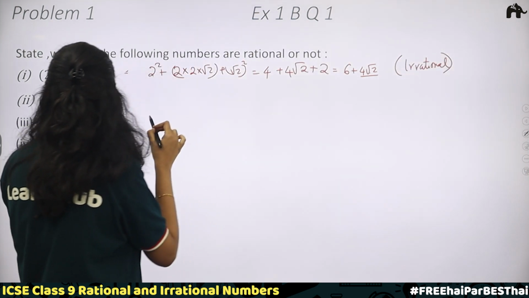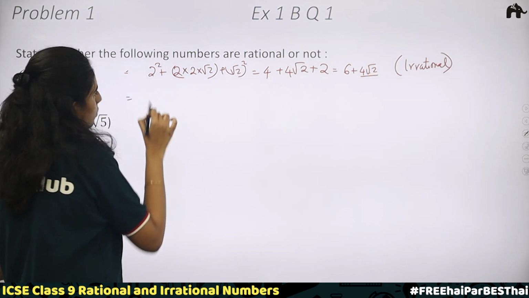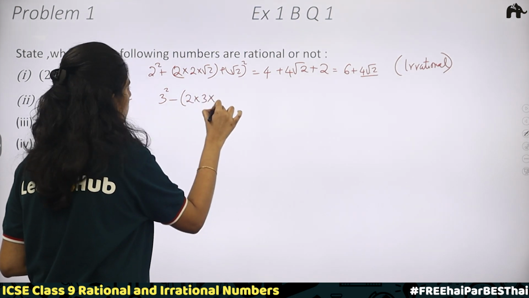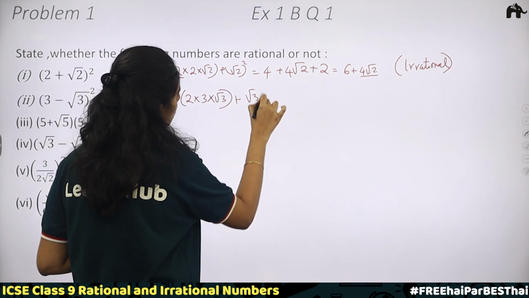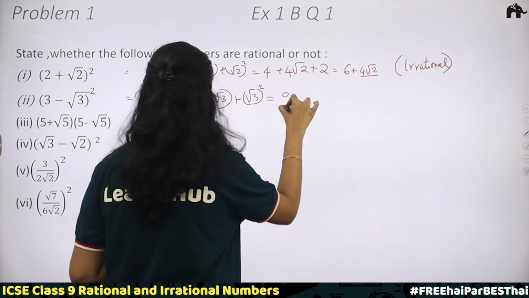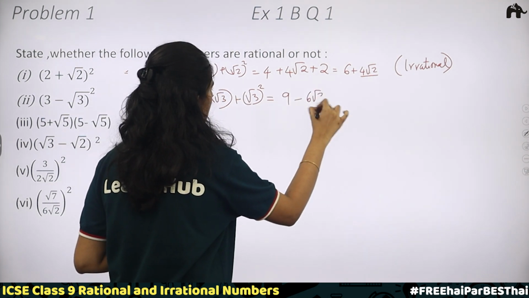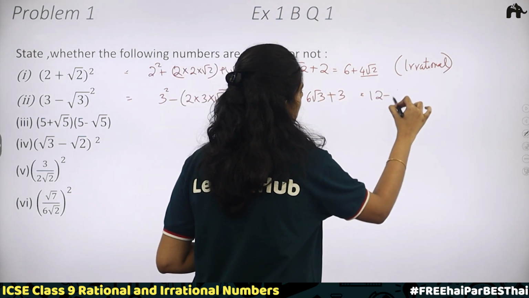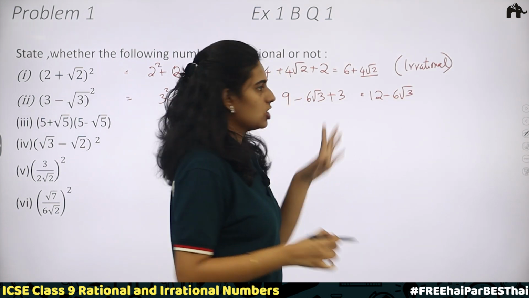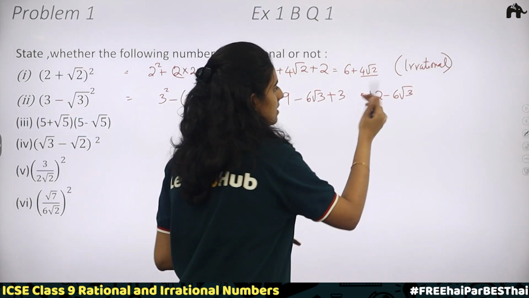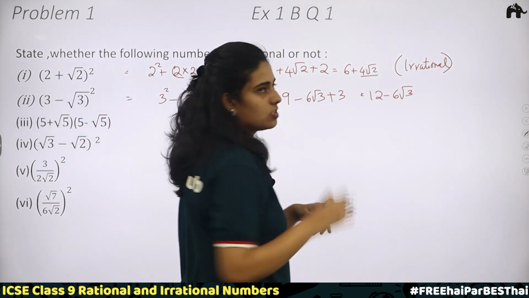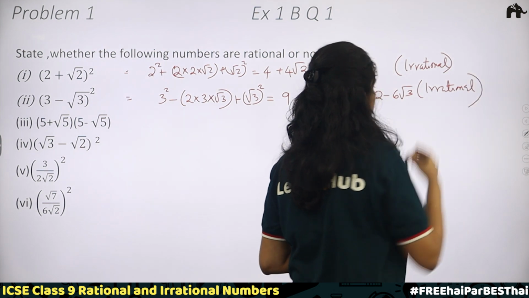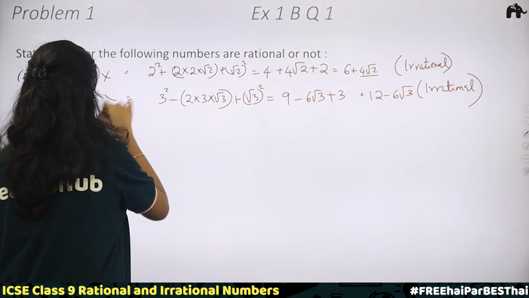So the second one, (3 minus root 3) whole square, that is equal to (a minus b) whole square. 3 square minus 2 into 3 into root 3 plus root 3 whole square, which is equal to 3 square 9, minus 6 root 3, plus 3. That is equal to 9 plus 3, 12 minus 6 root 3. Root 3 is irrational, 6 root 3 is irrational, and the difference of a rational and an irrational number will be an irrational number. Irrational, that is not a rational number.